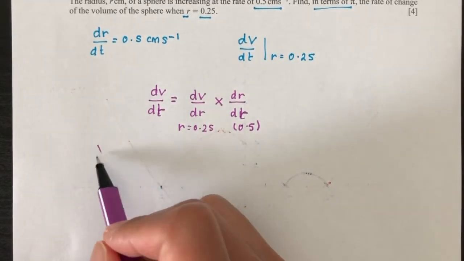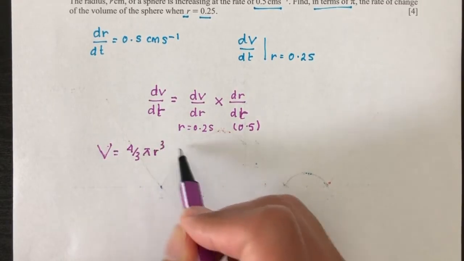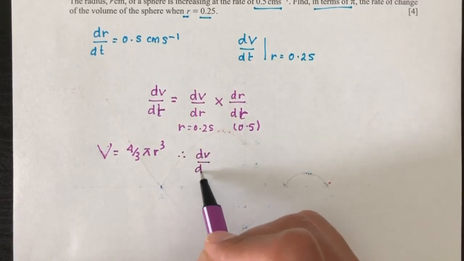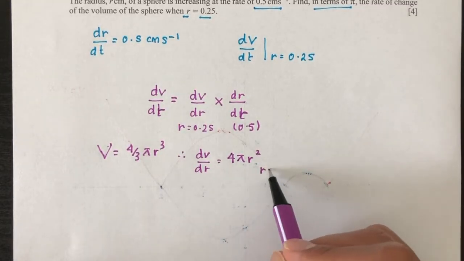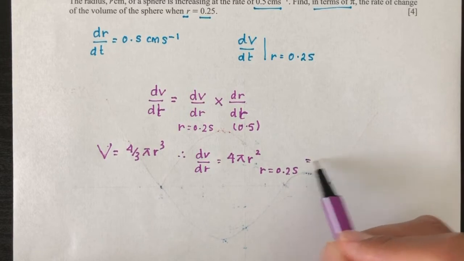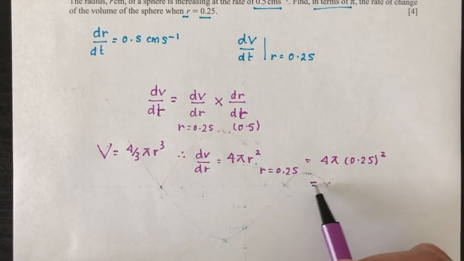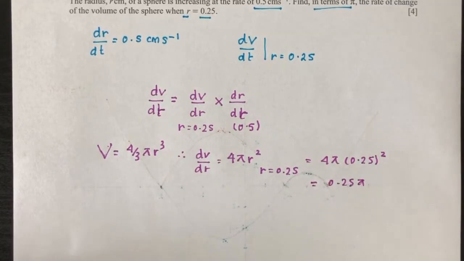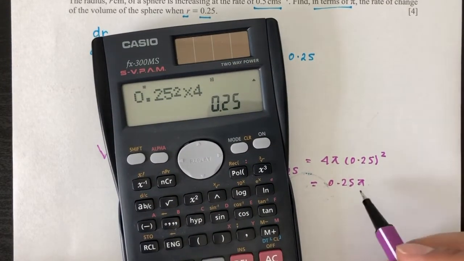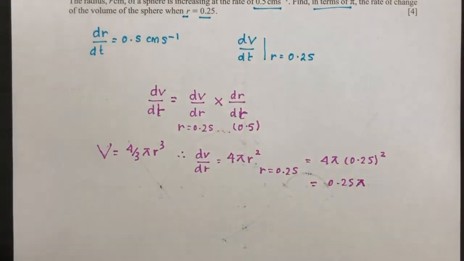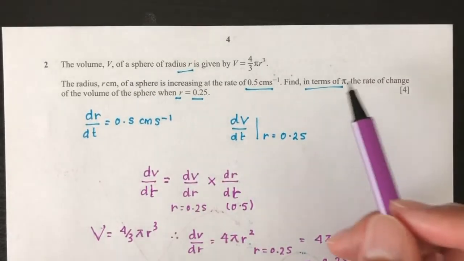So since we have V is given to us as 4 over 3 pi r cubed, this means dV by dr is 4 pi r squared. Now we have to replace the value of r equal to 0.25 to find the value. That will be 4 pi r squared, 0.25 squared. That will be 0.25 pi. So let's test. 0.25 squared times 4, that will be 0.25 pi. That's for the value of dV by dr at r equal to 0.25. You have to let pi remaining here because your answer needs to be in terms of pi.